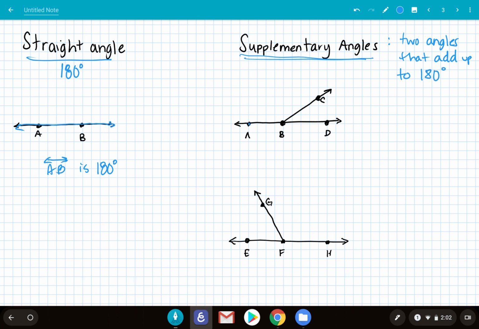So in this case, I could see that ABD is a straight angle. And because it's a straight angle, I know that angle ABC and angle CBD are supplementary.